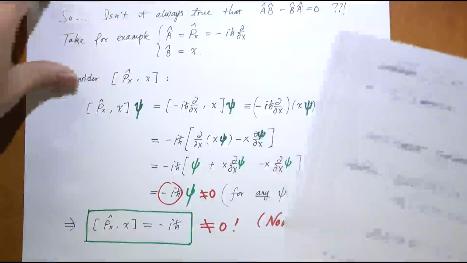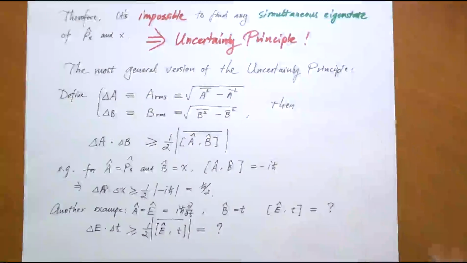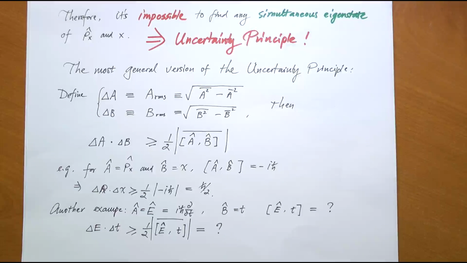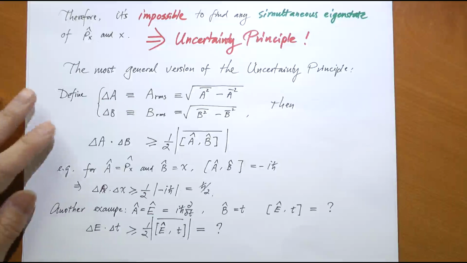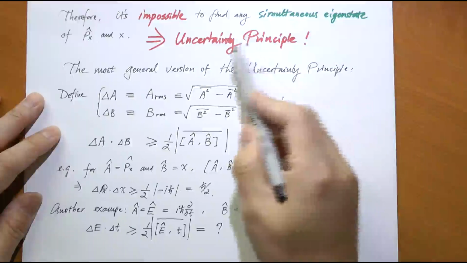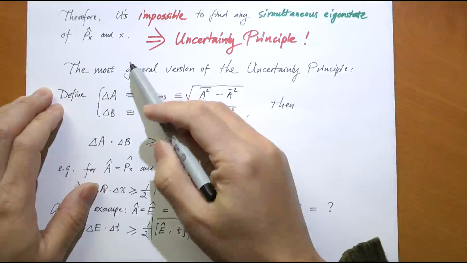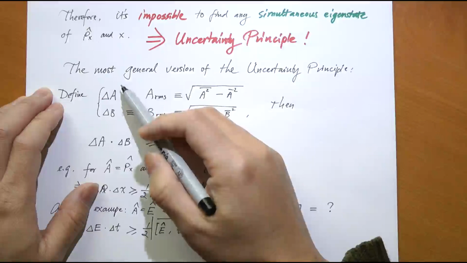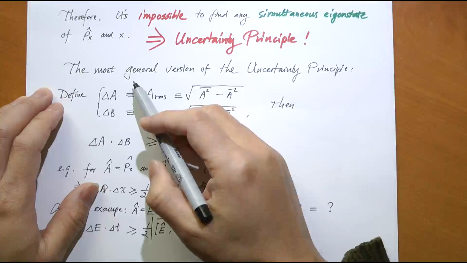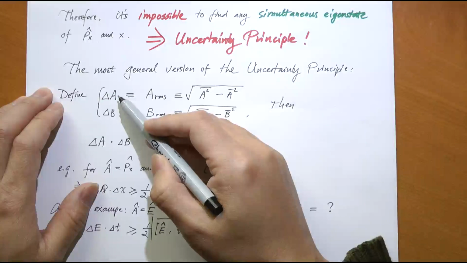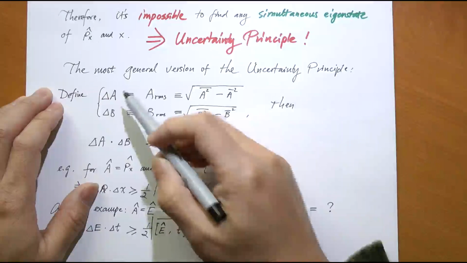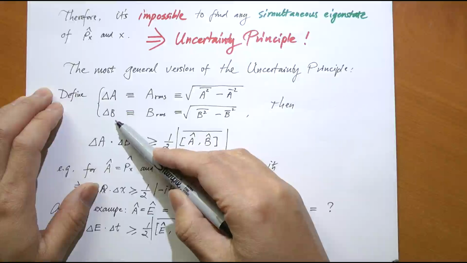Okay, so in conclusion, we learned that it is impossible to find any simultaneous eigenstates for both px and x because the operators are non-commutative, and that leads to the uncertainty principle between them, between px and x. Okay, and without proof, I want to show you a general result between two arbitrary observables A and B, not just px and x. Suppose the first observable is called A, the second one is called B.